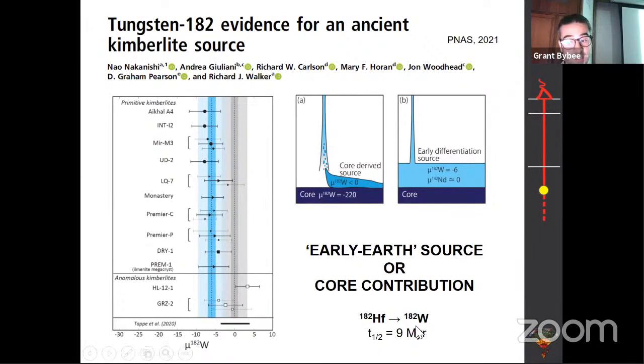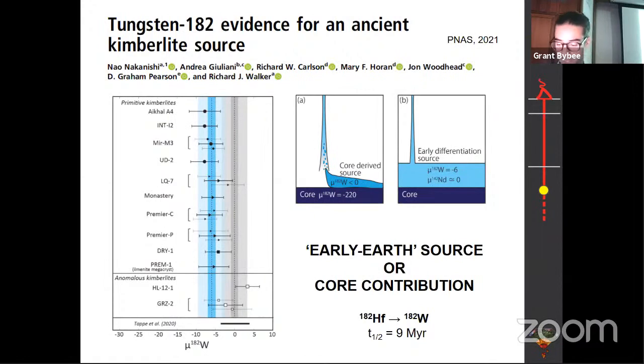Why this? Because tungsten-182 derives from radioactive decay of hafnium-182, and the lifetime of hafnium-182 is just 9 million years. Therefore, any anomaly had to be produced by early Earth differentiation within 60 or so million years of Earth accretion. So either the source is very ancient, or the source is very deep, or both, based on this tungsten isotopic data, which is consistent with the radiogenic isotope data I showed you before.